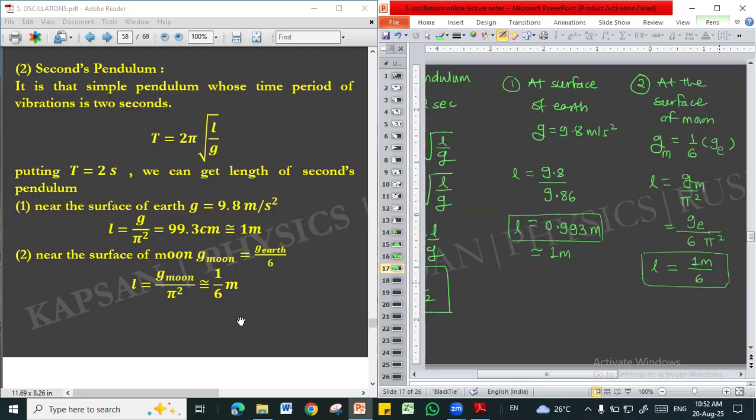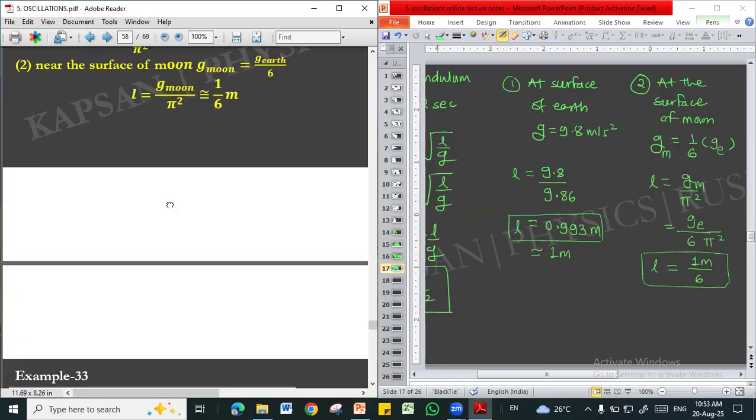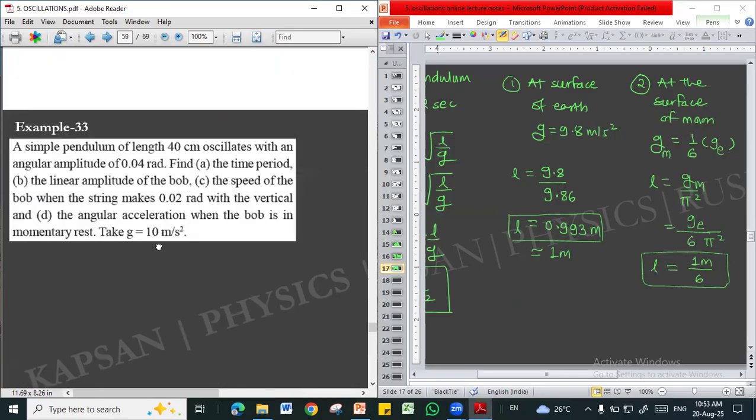Is this point clear to all of you? Yes. स्वरा समजलं का? Yes, sir. Solve this.